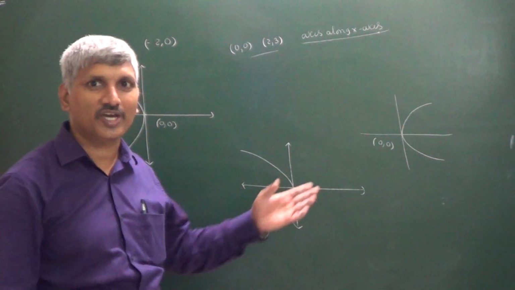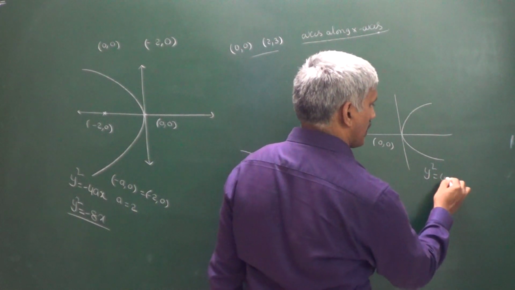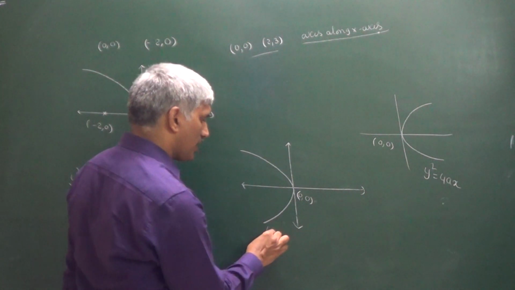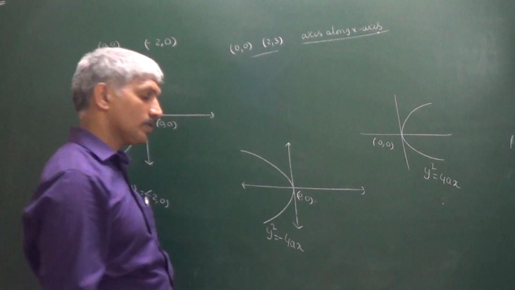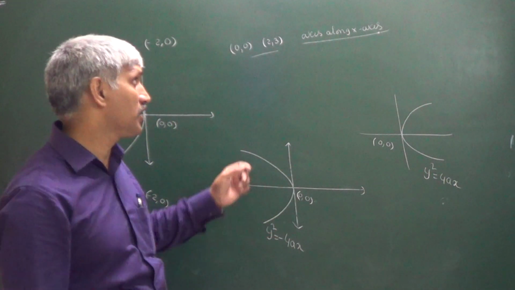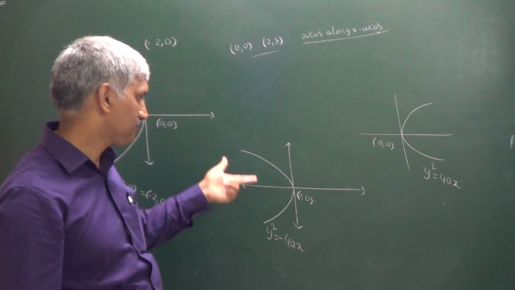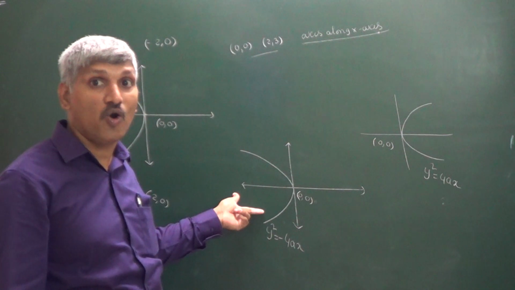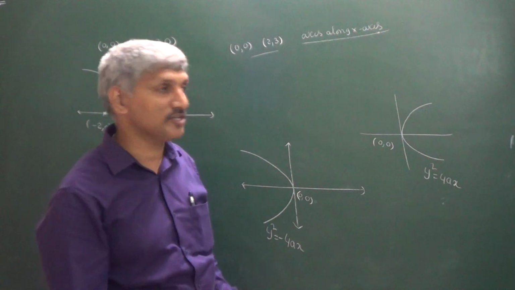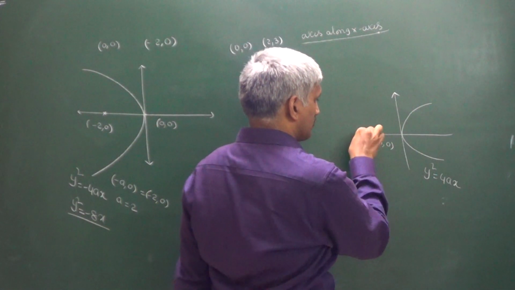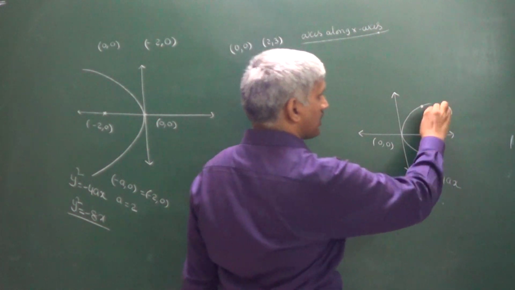But among these two cases, in this case the parabola equation is y² = 4ax, whereas here the parabola equation is y² = -4ax. But in the question one more piece of information is given. The parabola is passing through the point (2, 3). No doubt this parabola won't pass through the point (2, 3). Only this parabola passes through the point (2, 3), because (2, 3) is in the first quadrant.